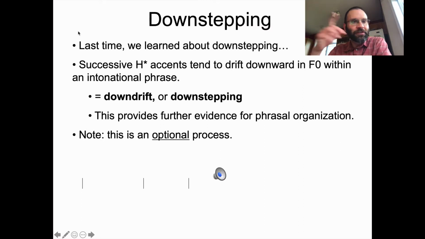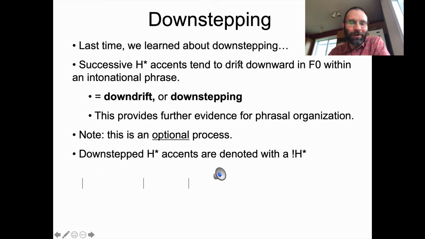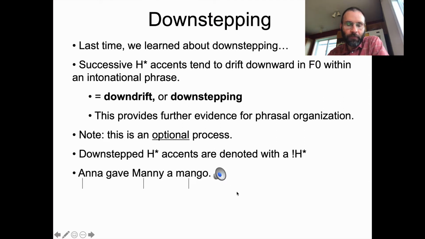You can keep emphasizing your H stars at the same level as you go throughout, as I'm trying to do right now. I don't know how well that worked. You can record this later and check the pitch track if you want. But if I do lower my F0 as I go, or if anybody does, then those downstep H star accents that come later in the intonational phrase are denoted with an exclamation mark H star in the ToBI system. So I'll give you an example, the one we heard last time. Anna gave Manny a mango. Ba, ba, ba. So on and so forth, kind of walking down the stair steps as we go.